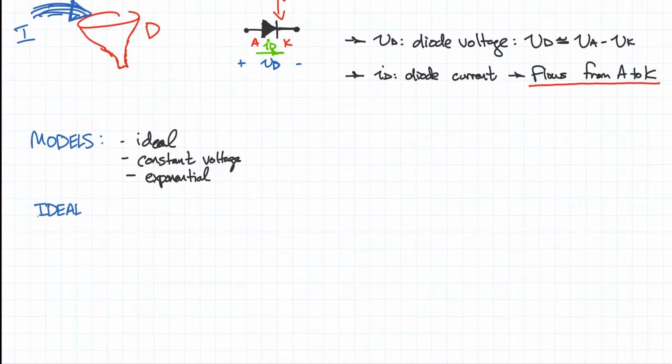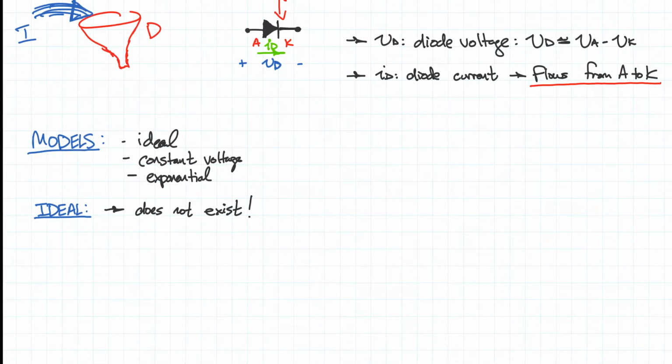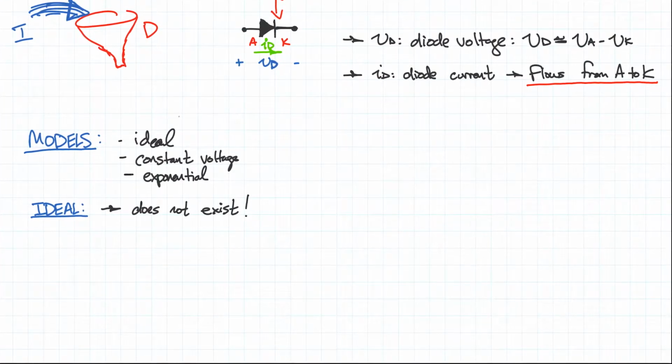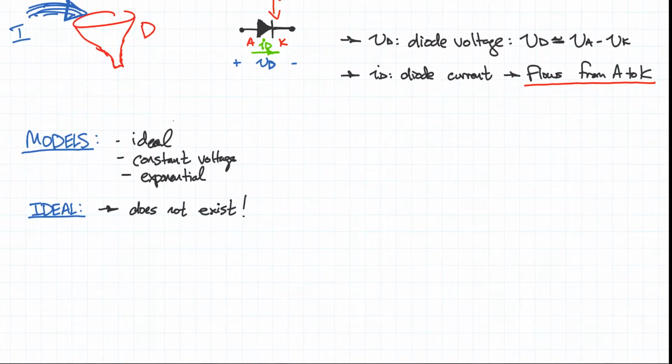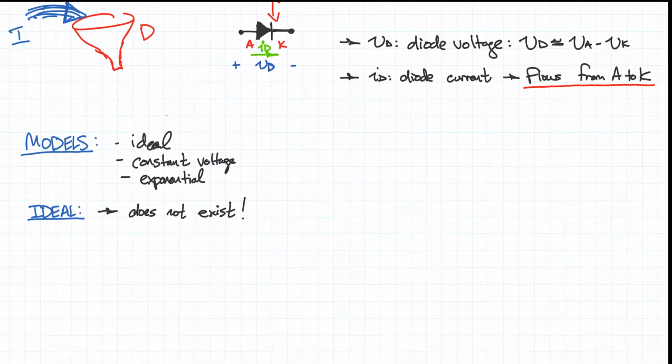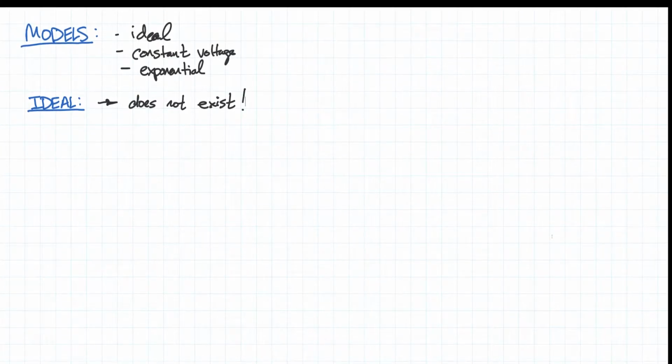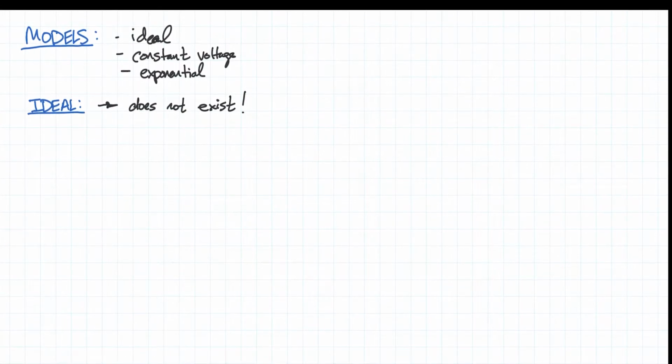As you may speculate to begin with, the ideal diode does not exist. There is no such thing as an ideal diode, practically speaking. But in terms of analysis, it's a very good approximation, and a very good way to get used to solving these types of problems, because diodes are nonlinear devices, and we'll explain what we mean by nonlinear devices in a second.